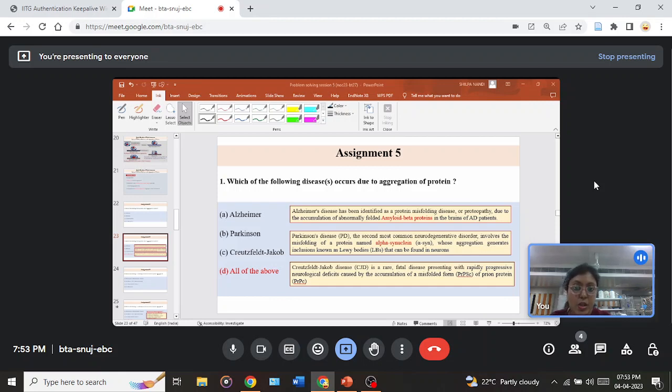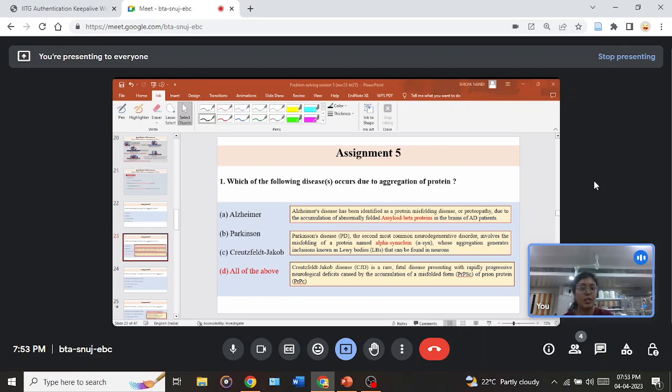Lastly, we have Creutzfeldt-Jakob disease. It is a rare fatal disease that presents with rapidly progressive neurological deficits caused by the accumulation of the misfolded form, that is PrPSc, the prion protein scrapie. SC is basically the scrapie form of the prion protein. So PrPSc is the scrapie form of the prion protein PrPC, right? So the accumulation of the misfolded form is the scrapie form, and the native form is your PrPC.